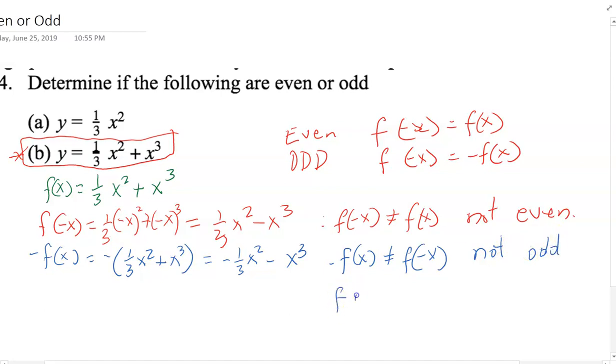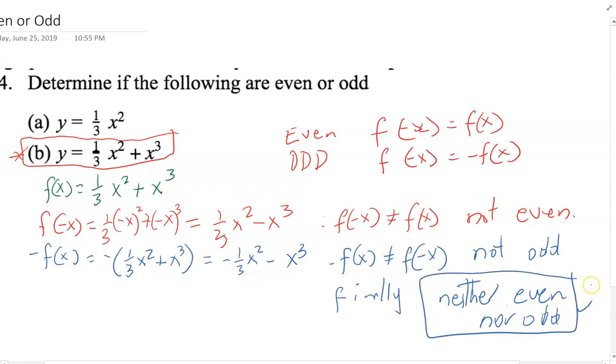So finally, this function is neither even nor odd. Neither even nor odd.